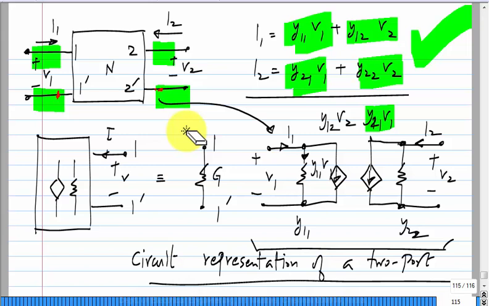For the Y parameter description, this is the equivalent circuit, because in the Y parameter description you have I1 composed of two currents, one due to V1, one due to V2, that is represented by two elements. This represents the current due to V1, this represents the current due to V2. Similarly, here this represents the current due to V2 and this one due to V1.